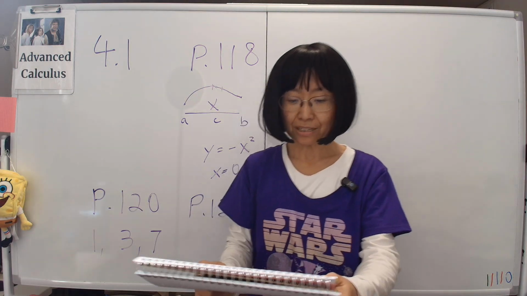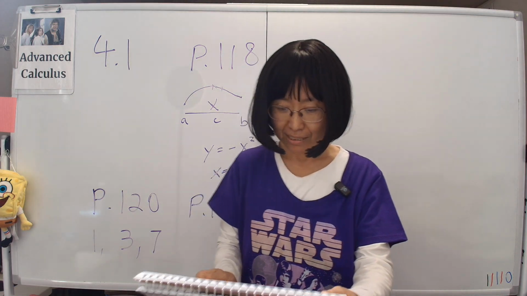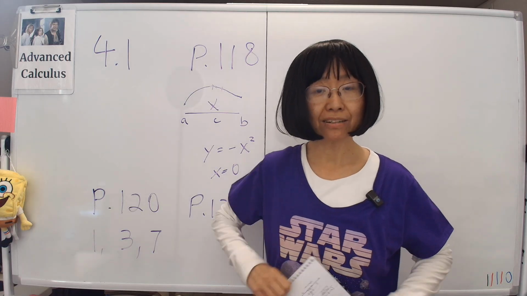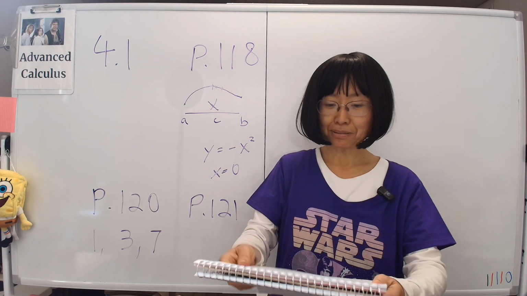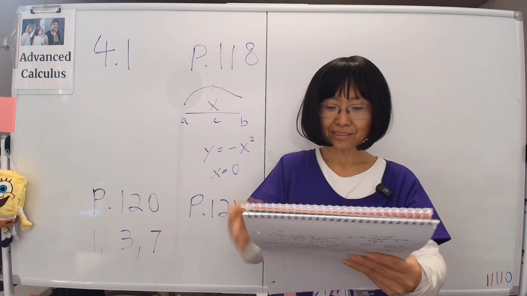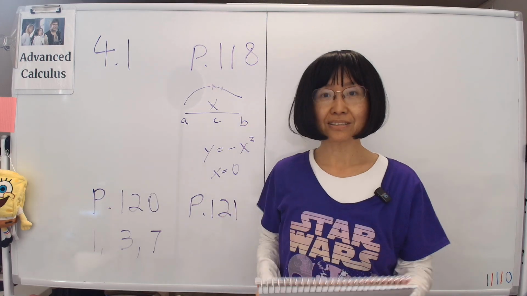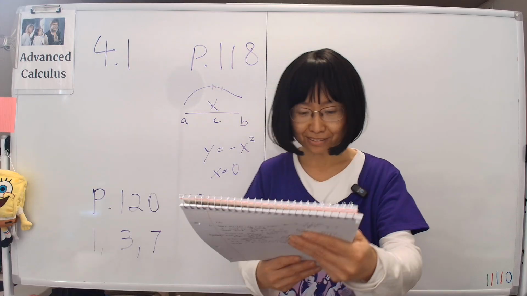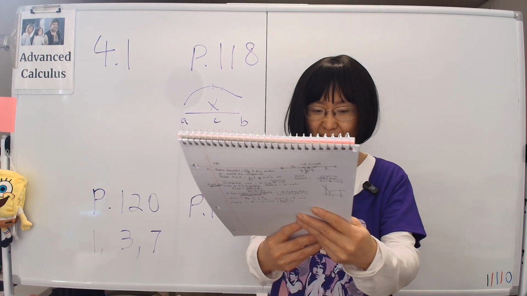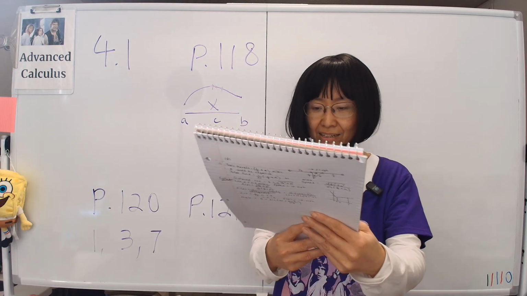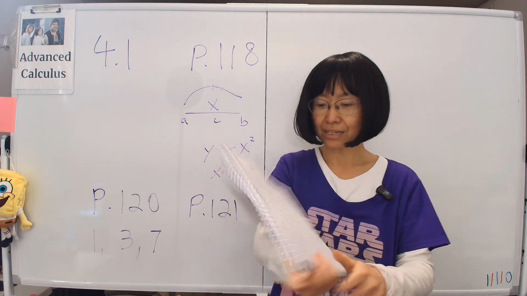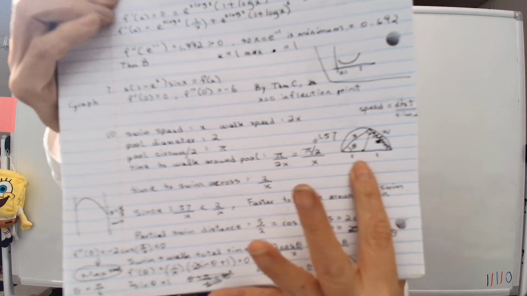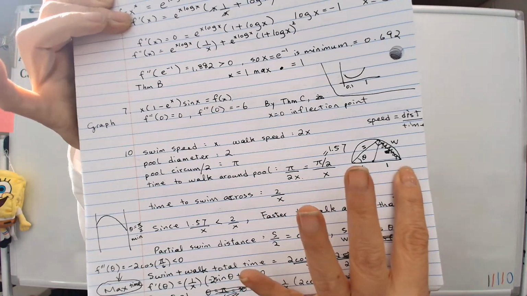So next, let's look at problem 10. Somebody's swimming or running around some circular pool, okay? And you are supposed to figure that out. Now, we did this exact problem in Calculus 1. All right, so here's my little graph, here's my circular pool. I only drew half of it.